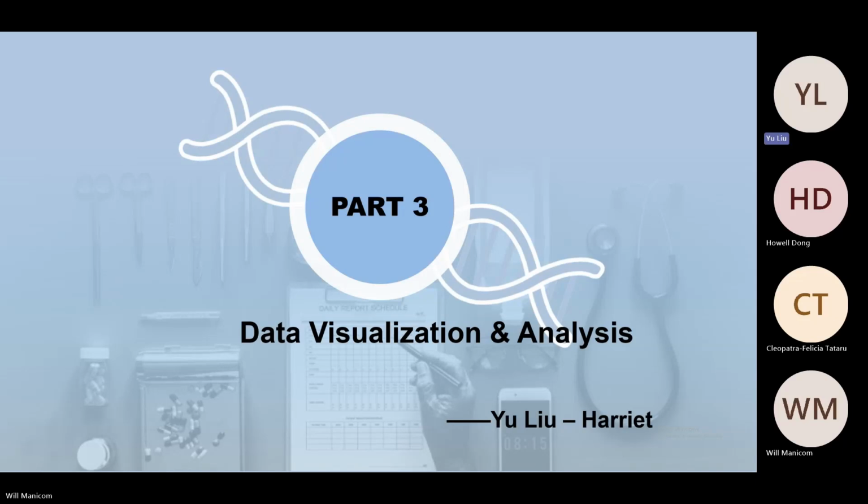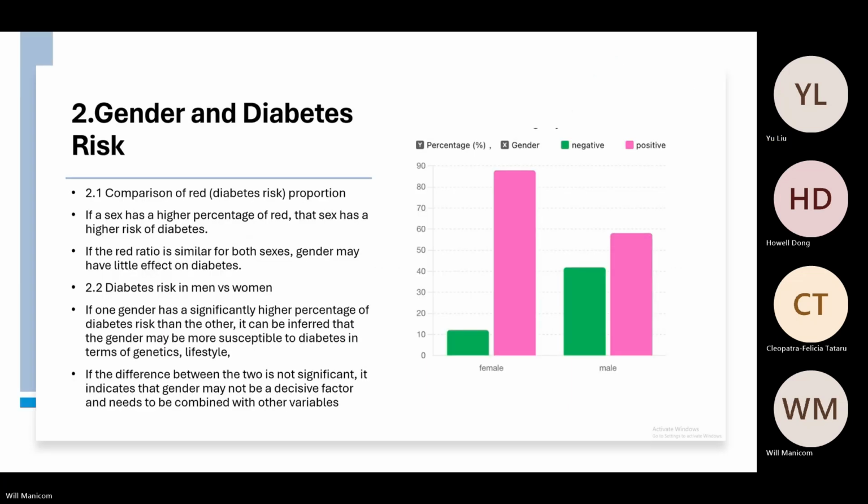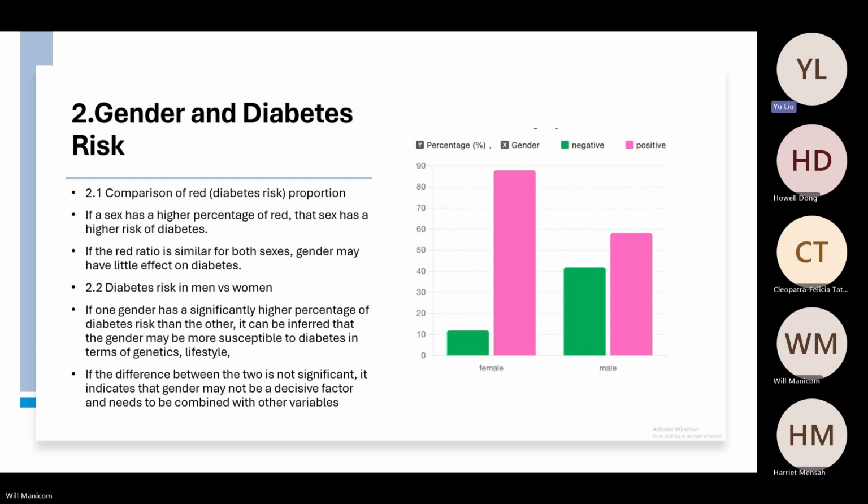Okay. The first one. This histogram shows the distribution of people with diabetes risk and no diabetes risk across the different age groups, helping to analyze whether age is a key factor in diabetes, so we can say the conclusion. And the second, it's gender and diabetes risk. So this chart shows the percentage of diabetes risk, positive and negative, for males and females, making it easier to compare the risk between the different genders.